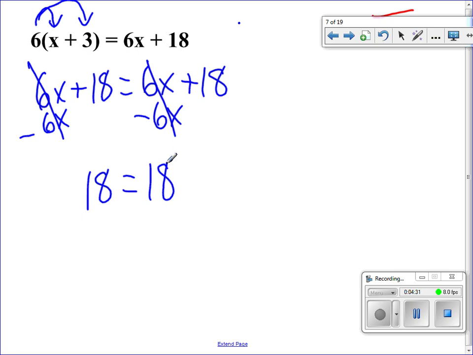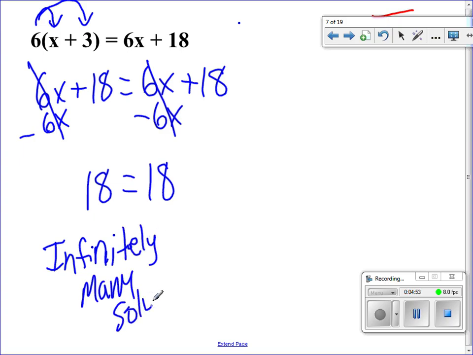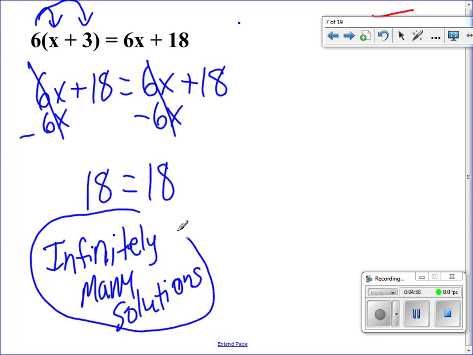That's true. The number 18 does equal the number 18. So when you are solving an equation and the two sides come out exactly the same, you're left with two numbers that are the same, that means that there are infinitely many solutions. Infinitely many. Let's think about what that means. You guys know the word infinite. That means goes on forever. So if there's infinitely many solutions, that means every single number is a solution.